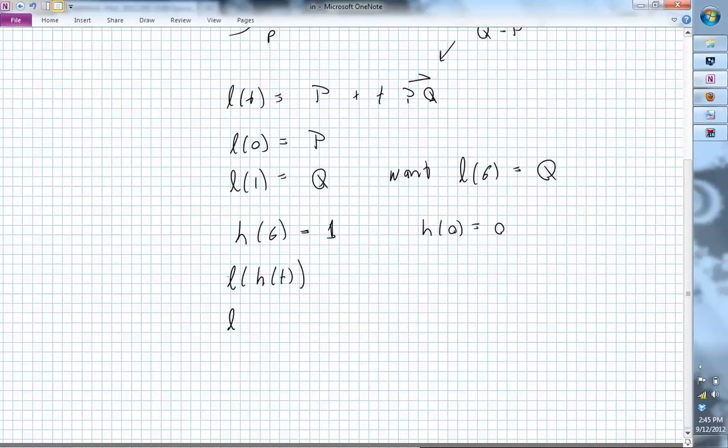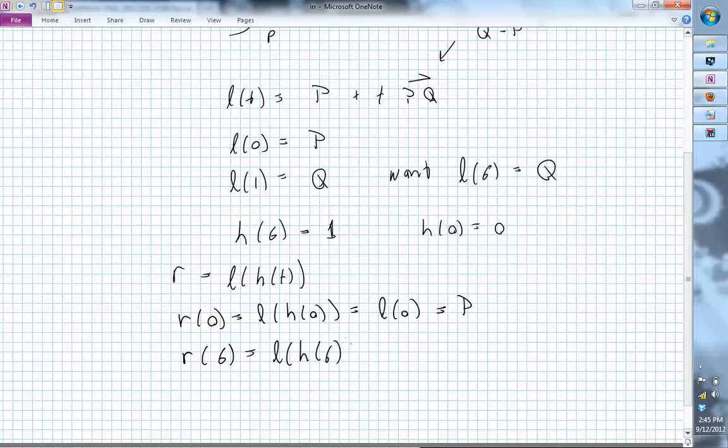I call this R, by the way. So R of 0 is L of H of 0. H of 0 is 0, so that's L of 0, and that's P. R of 6 is L of H of 6, which is L of 1, which is Q. And so this R behaves the way we want.